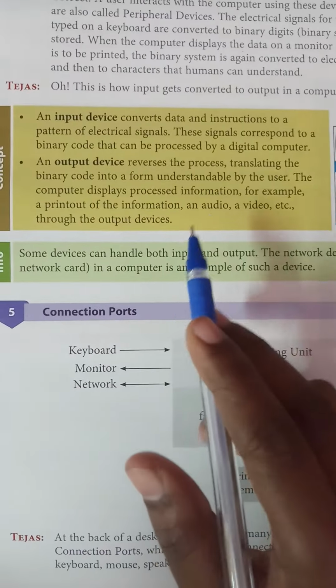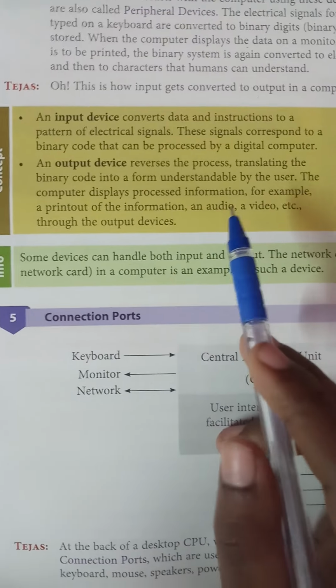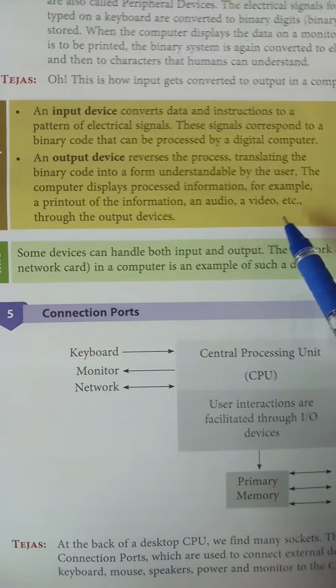The computer displays processed information. The computer displays only the processed information, for example a printout of the information, an audio file or a video file, etc.